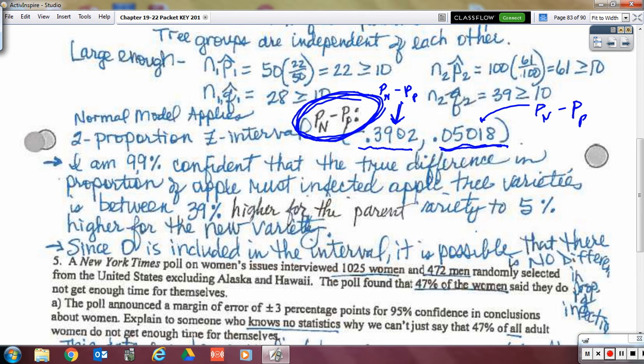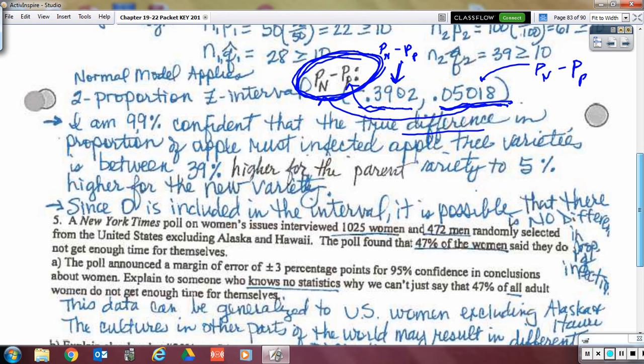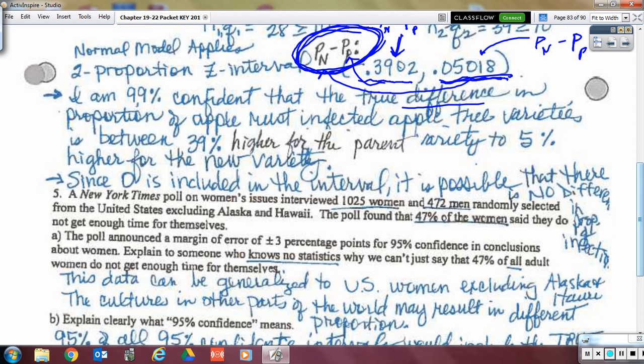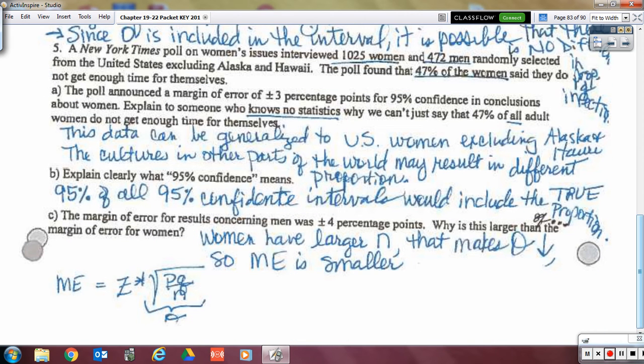So these are about a difference. That's why it's about the difference in the infection rate. Okay? And then again, it was 39% higher for the parent strain up to 5% higher for the new strain. And then on these, you also include the 0 statement. So when it's a 2 proportion problem, you're including a 0 statement. Okay. And I'm just going to let you take a look at the answer key for 5.